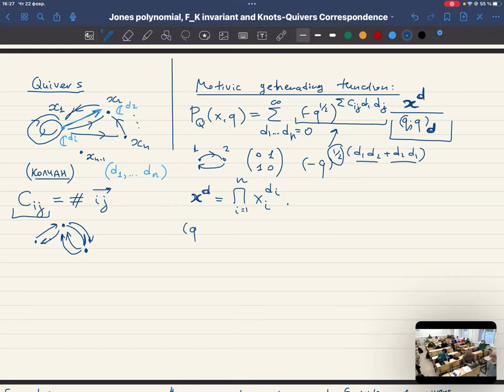And in the denominator, we have something more complicated. It is 1 minus, oh, I don't remember this one. Maybe plus, no, it's okay, yeah. So in the denominator, we have some huge product of these polynomials in q. And this is the way to write the generating function for the symmetric quiver. And so we were going towards the knots-quivers correspondence.